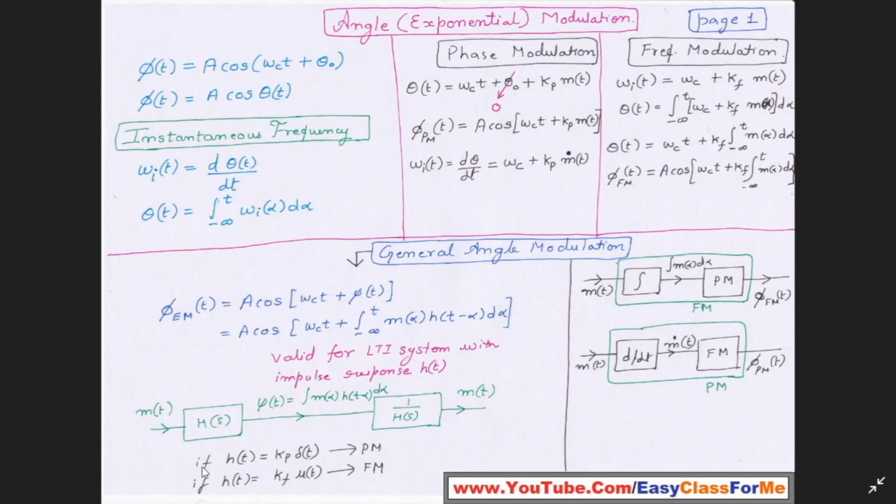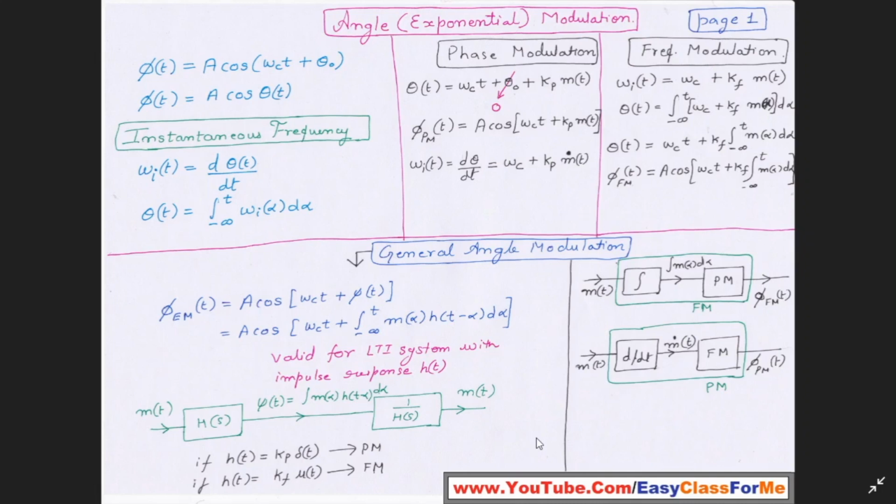Now, if you substitute h(t) equal to Kp times delta(t), that is, if you substitute this particular term by this particular term, then you will get phase modulation. You can verify it yourself. You will get this particular equation here. Similarly, for h(t) equal to Kf times u(t), that is the unit step function, you will get the frequency modulated waveform. You can verify it by substituting here. So this is what we mean by general angle modulation. In this slide, we have only covered the mathematical aspect of how we deal with these things, and we will talk about practical aspects in the coming video lectures.